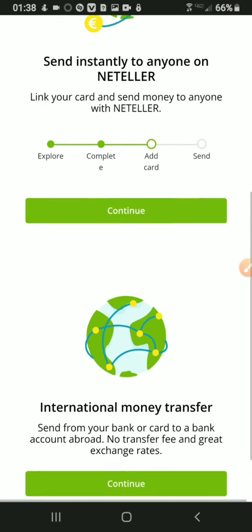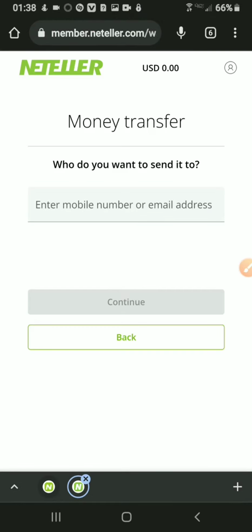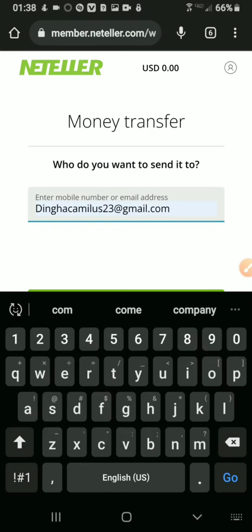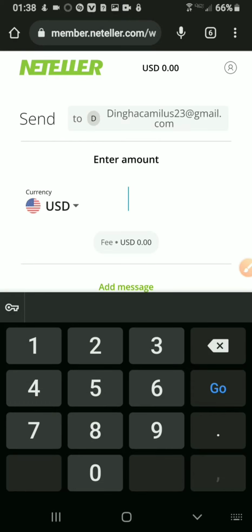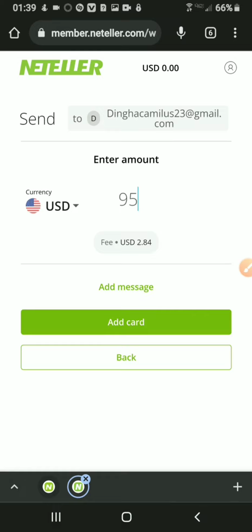So you go to send. After you go to send, you click on email. So this is the email. Let me just put my email, supposing that this is the person's email. I click on continue, and we put the money which was left in our account, which was 98.5. They are going to be taking a fee of 2.39. So we should rather send 95. If we send 95, it means we have 3.5 as our balance.